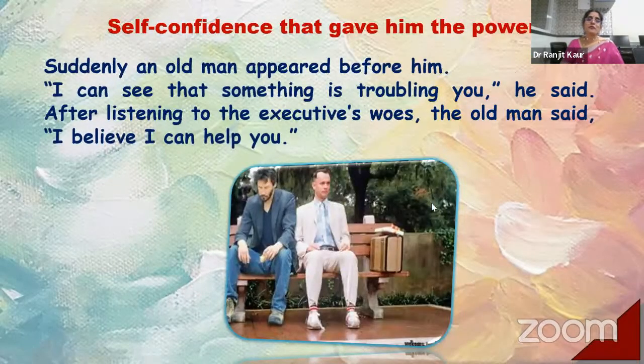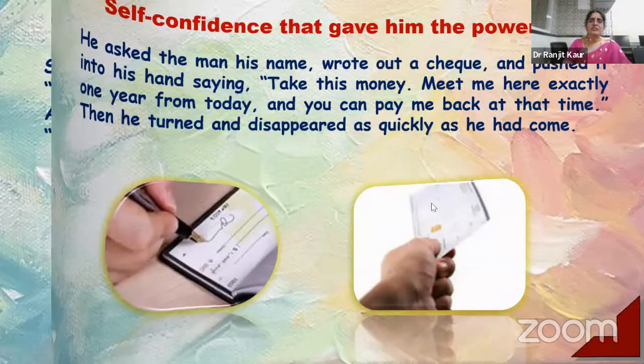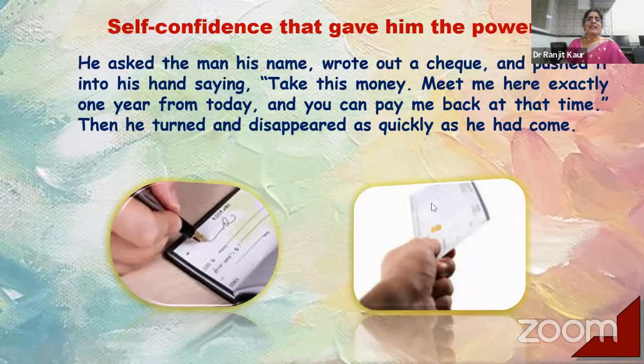Suddenly, an old man appeared before him. He said, "I can see that something is troubling you." After listening to the executive, the old man said, "I believe I can help you." He asked the man his name, wrote out a check and pushed it into his hand, saying, "Take this money, meet me here exactly 1 year from today, and you can pay me back at that time." Then he turned and disappeared as quickly as he had come.